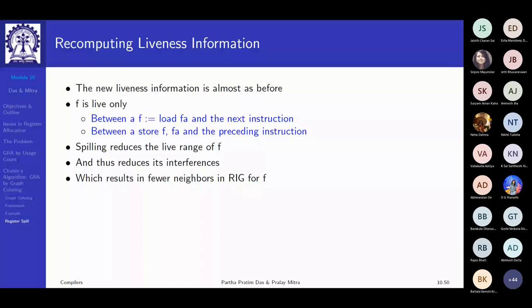So in terms of our model, what does the spilling do? It basically reduces the live range of F. Earlier it was spanning quite long. Now it is very limited to the load and use and definition and store. So that will reduce the interference, which will result in fewer neighbors in the register interference graph.